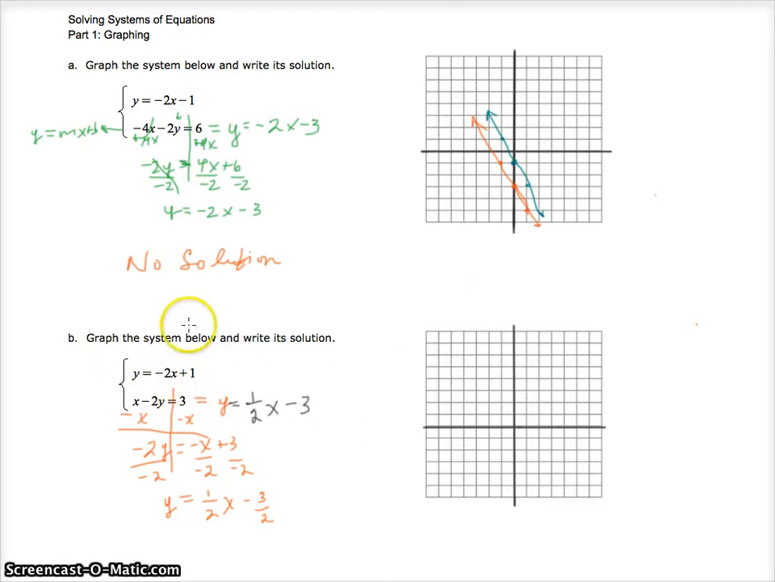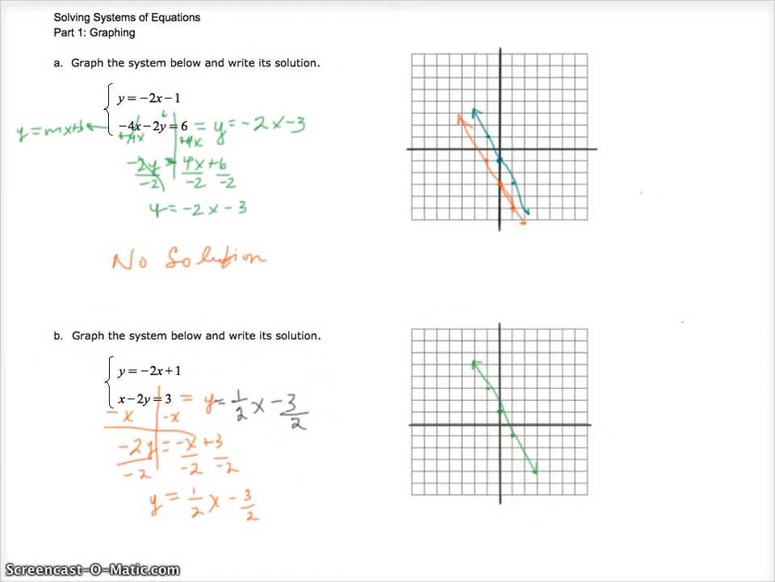So my first equation, the intercept is positive 1. And I'm going to go down 2, right 1. It's going to look something like this. On Alex, you'll have them on your graphing tools. Make sure you make a more precise line.